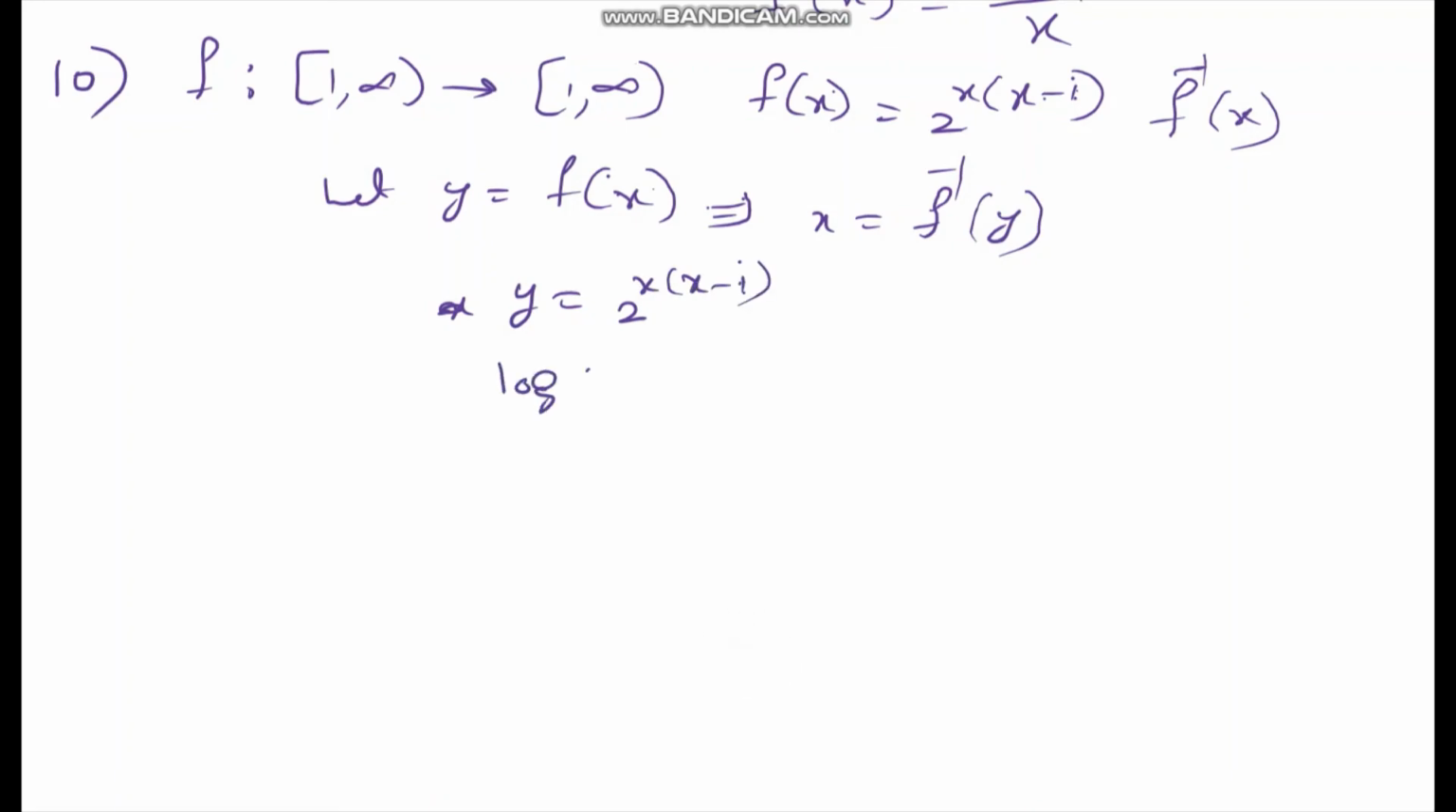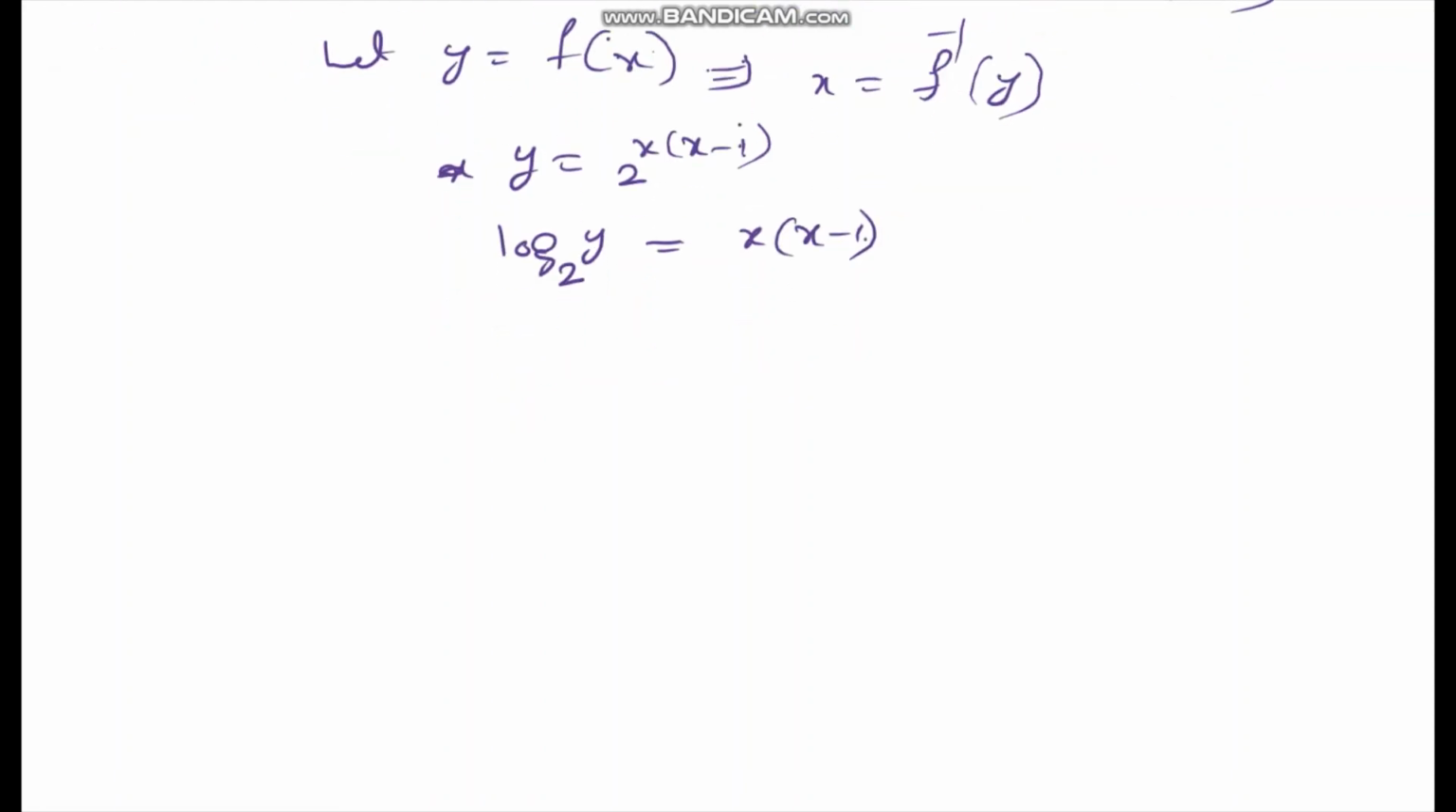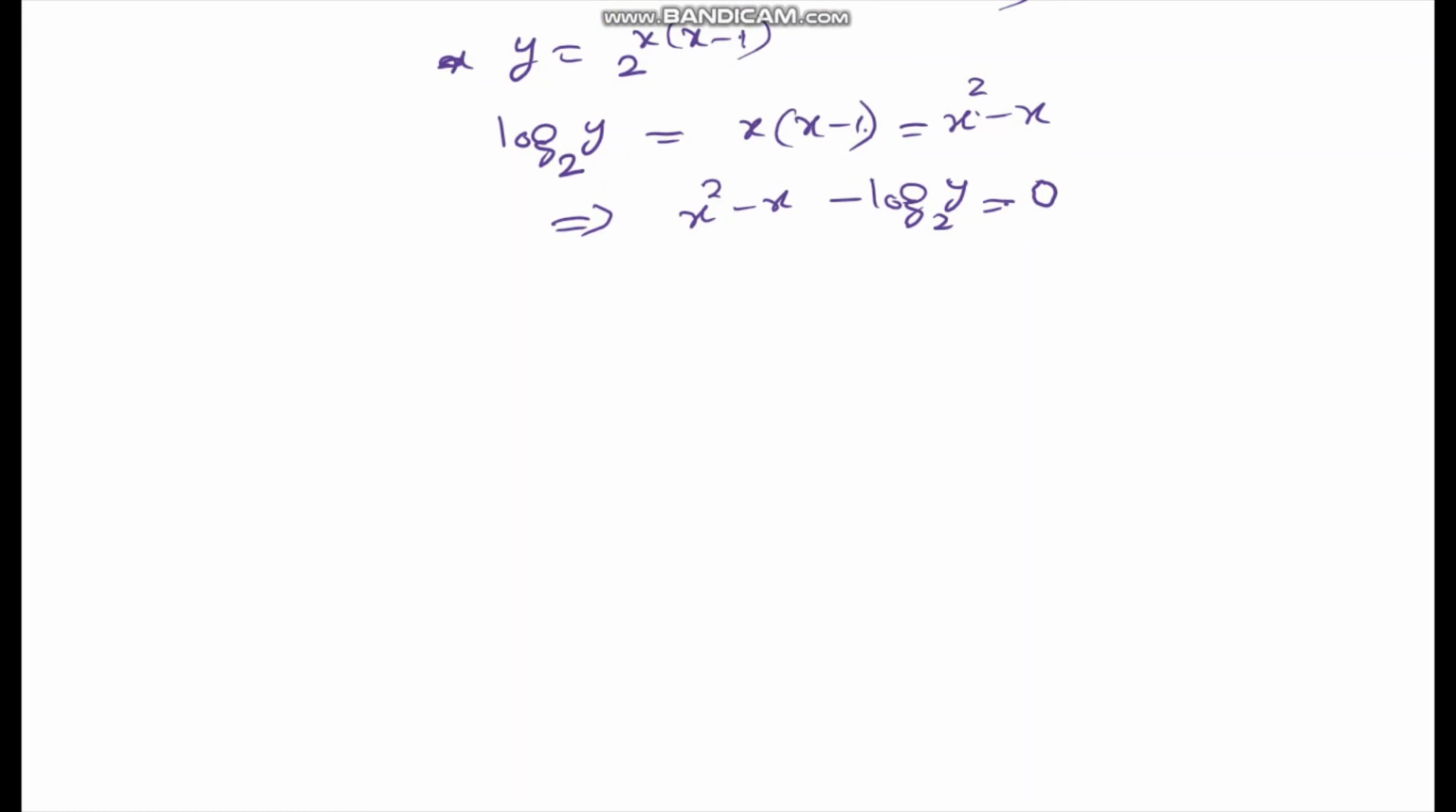log y to the base 2 will be equal to x into x minus 1. On sending this 2 to the left hand side, I'll get log y to the base 2 equals x into x minus 1, that equals x square minus x. I can write that x square minus x minus log y to the base 2 equals 0. We need to find the x value in this.